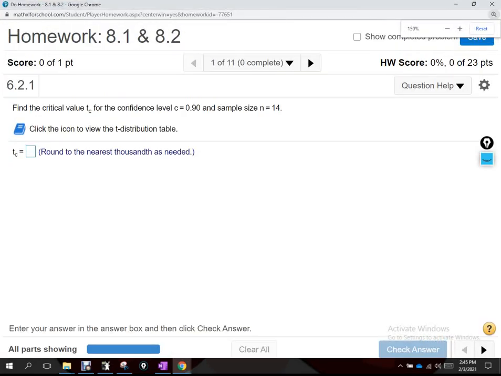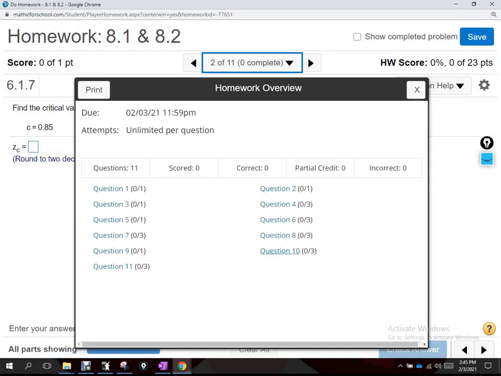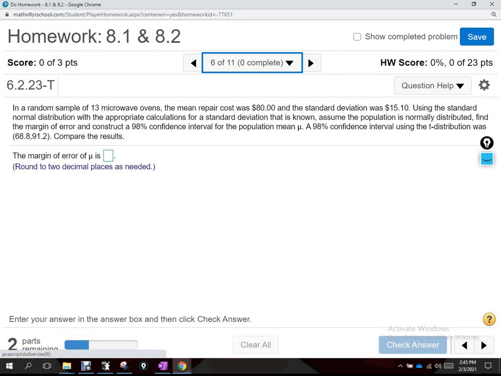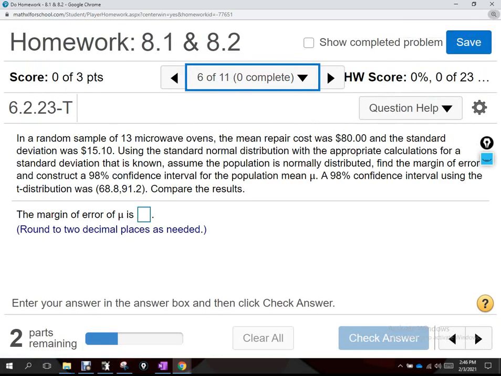Two is something we'll talk about because it's a notation thing. So this one here, question 6, says in a random sample of 13 microwave ovens, so their N is less than 30, right? And it says the mean repair cost was $80 and the standard deviation was $15.10. It says using the standard normal distribution with appropriate calculations for standard deviation that is known.